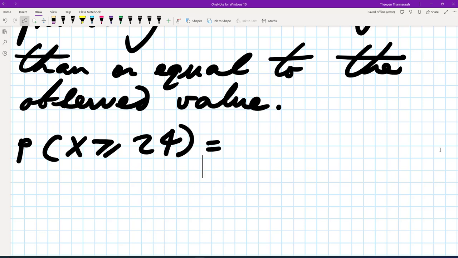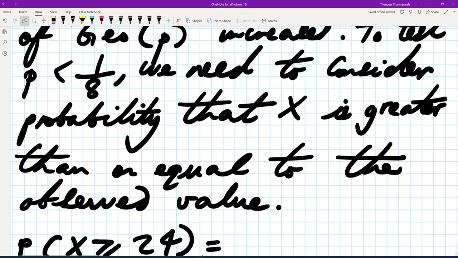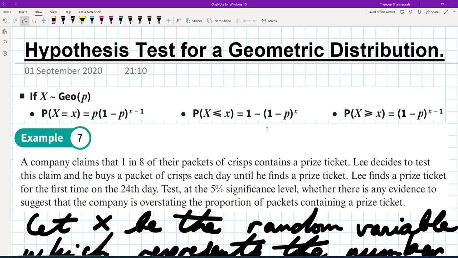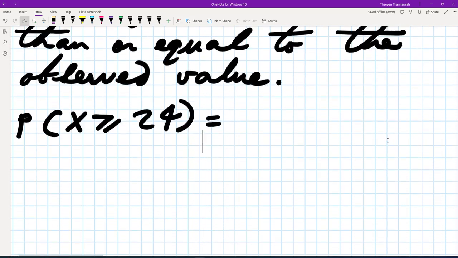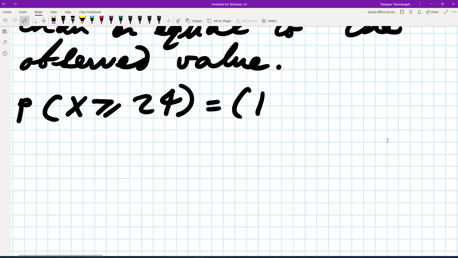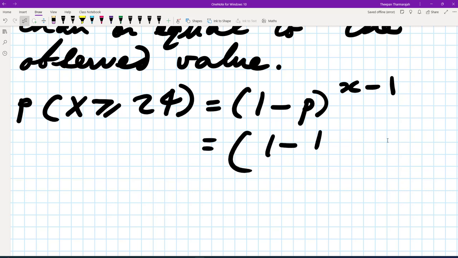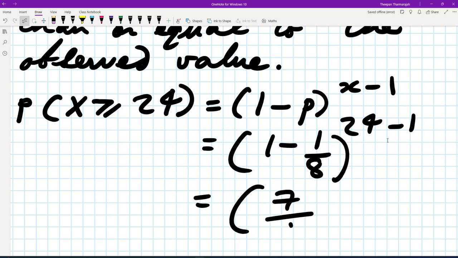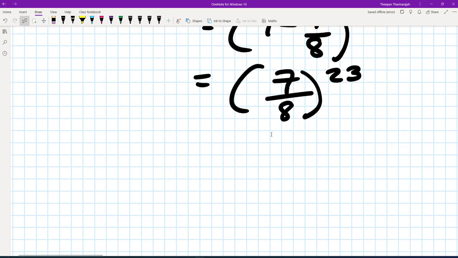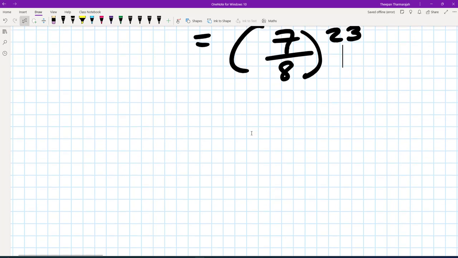And what we're going to do here, we're going to use one of the formulas. So we're going to use that is greater than or equal to. So that's 1 minus P raised to the power of X minus 1. So I'm going to write that down here. 1 minus P to the power of X minus 1. Well, in our case, P is an eighth, so that's 1 minus an eighth, raised to the power of 24 minus 1. So that's going to be 7 over 8, raised to the power of 23. And we can get our value here. So that's going to be 0.0464.